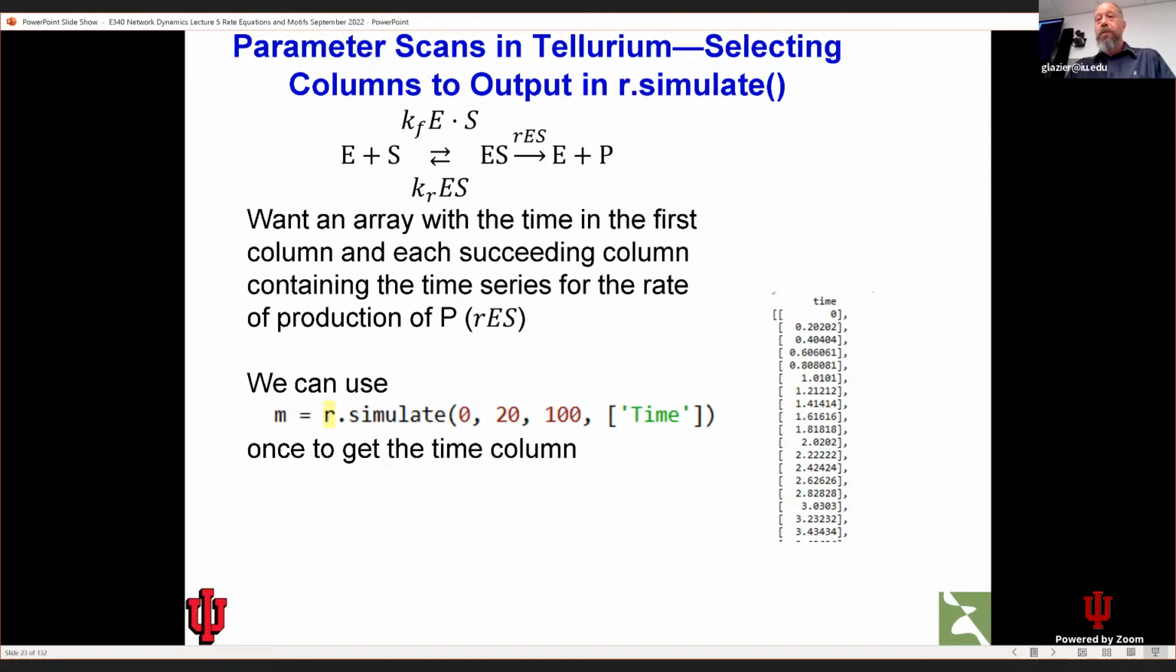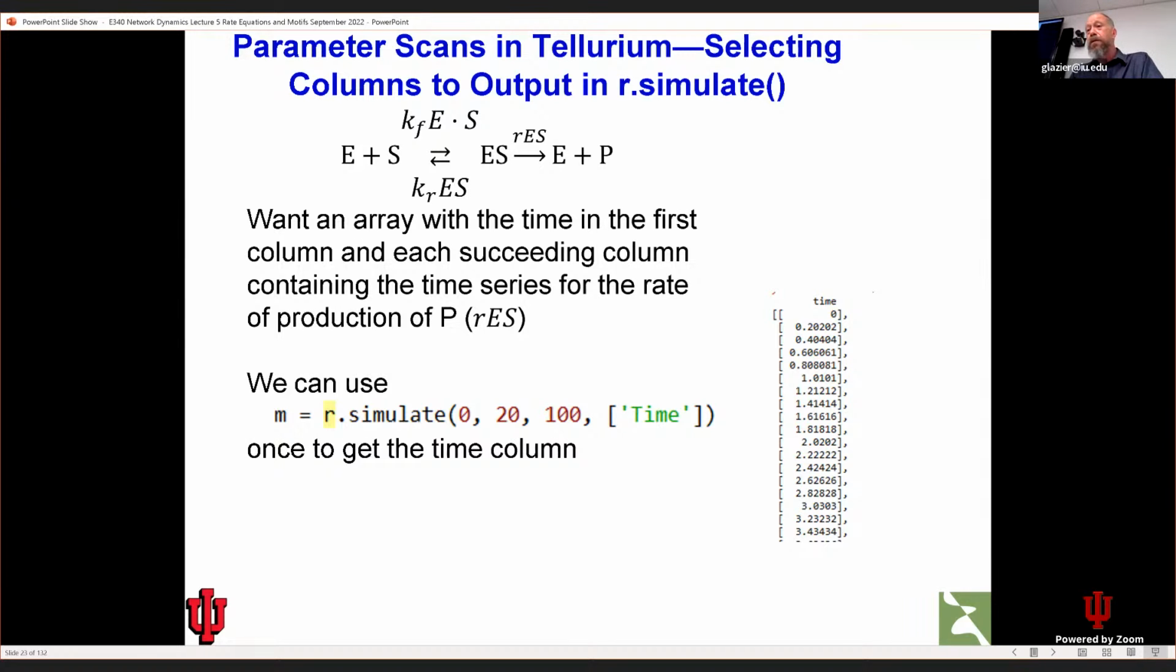And there are a number of things that we can do. It's sort of a kludge, but I often like to get the time series as a separate line. And when you do r.simulate, the r.simulate object, M, the result, I can do a square bracket time, and that will pull the time column out of it. So I can actually pull out the columns by their names, which is quite convenient, or by their indices.